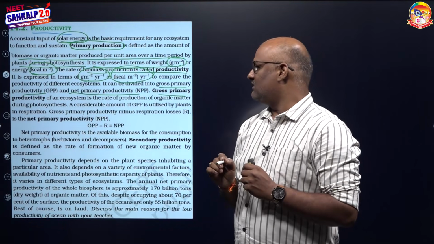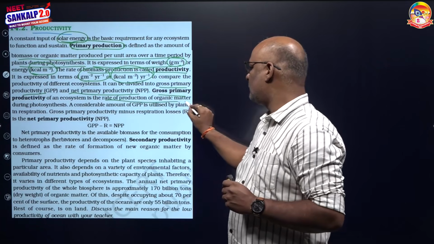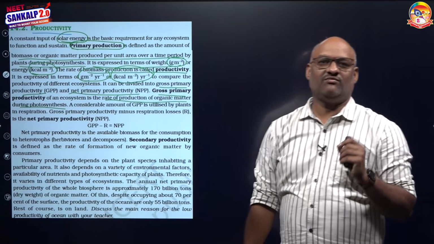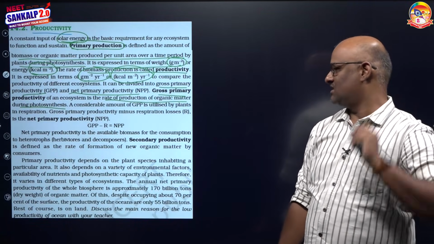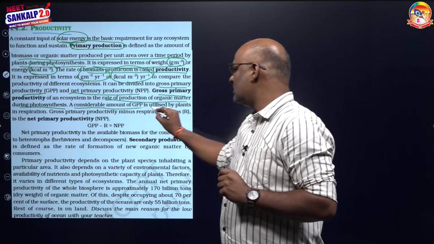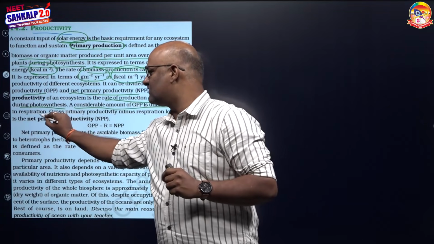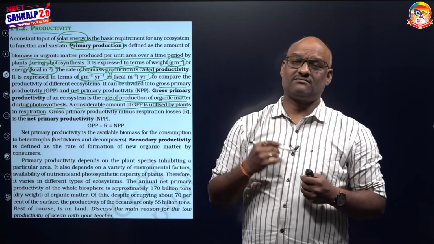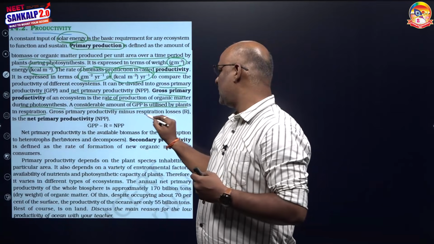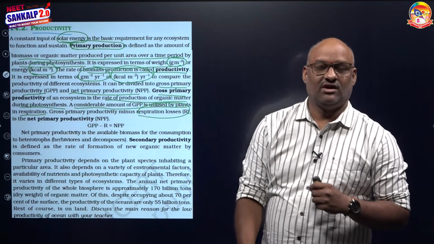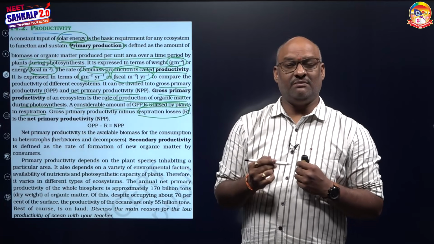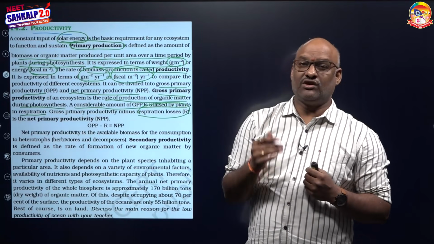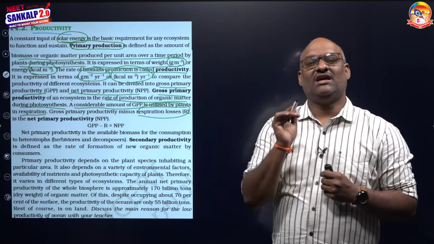What is meant by gross primary productivity? Gross primary productivity is the rate of production of organic matter during photosynthesis. In this GPP, some amount is always used by the plants for their respiration, because not only plants, every organism will use some amount of energy for respiration. That amount of energy is called respiratory loss. So if you remove these respiratory losses from the GPP, you will get NPP, net primary productivity.